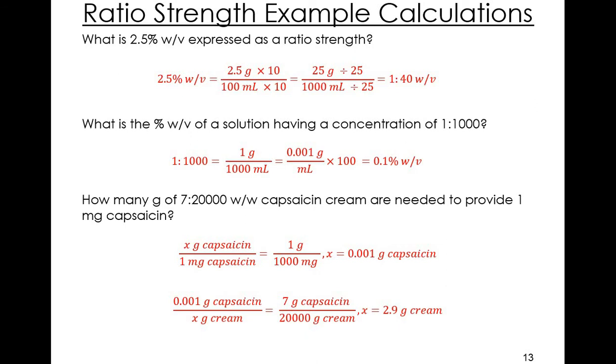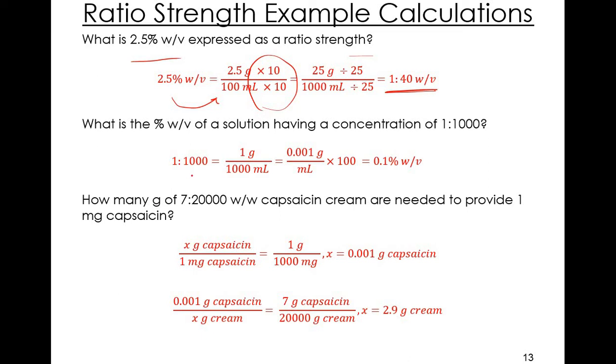Now, before you try some calculations yourself involving ratio strengths, here are a few worked examples. The first asks what 2.5% weight per volume would be as a ratio strength. So converting this percentage to a fraction involves putting the number over 100, the amount per cent, and we have a decimal in the top position, and so we multiply the top and the bottom by 10 to get rid of that decimal, move it over one place to get 25 over 1,000. Now we can see that both are divisible by 25, and so dividing the top and the bottom by 25 gives us 1 over 40, and that's our ratio.